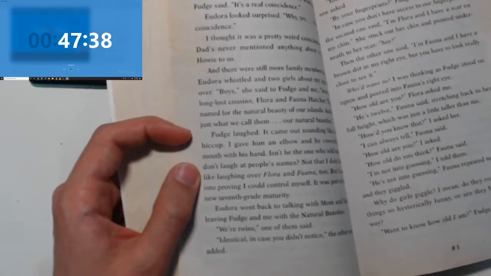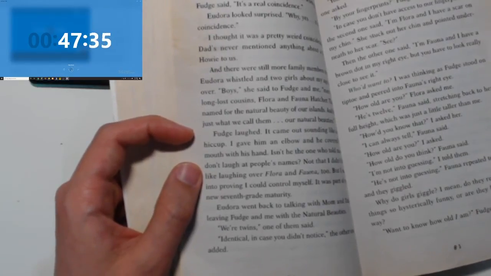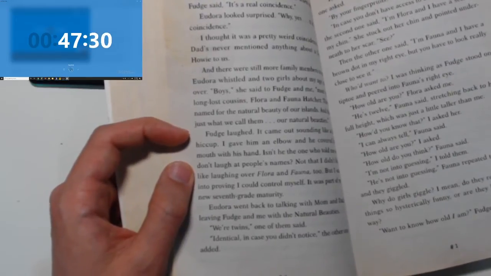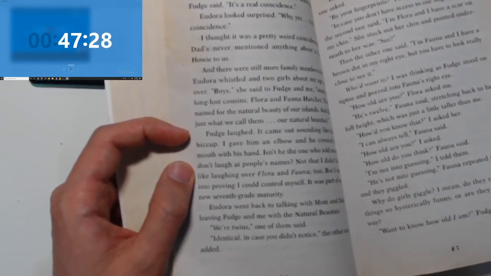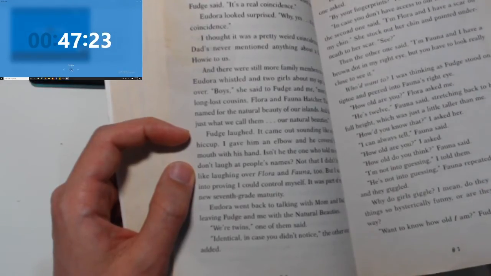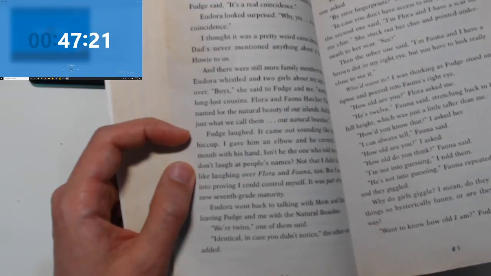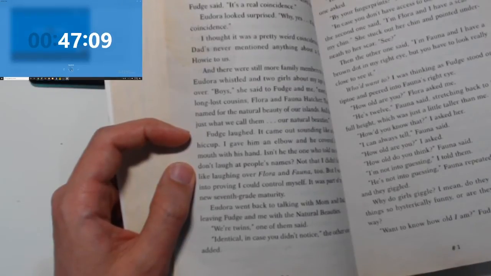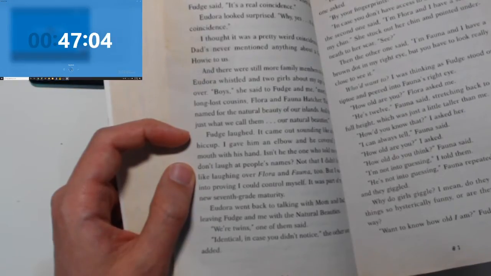How old are you? Flora asked. He's twelve, Fauna said, stretching back to her full height, which was just a little taller than me. How do you know that? I asked her. I can always tell, Fauna said. How old are you? I asked. How old do you think? Fauna said. I'm not into guessing, I told her. He's not into guessing, Fauna repeated to Flora, and they giggled.